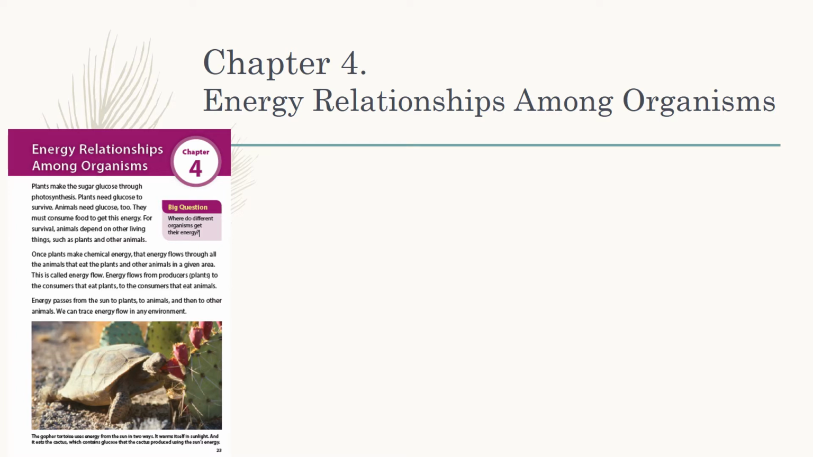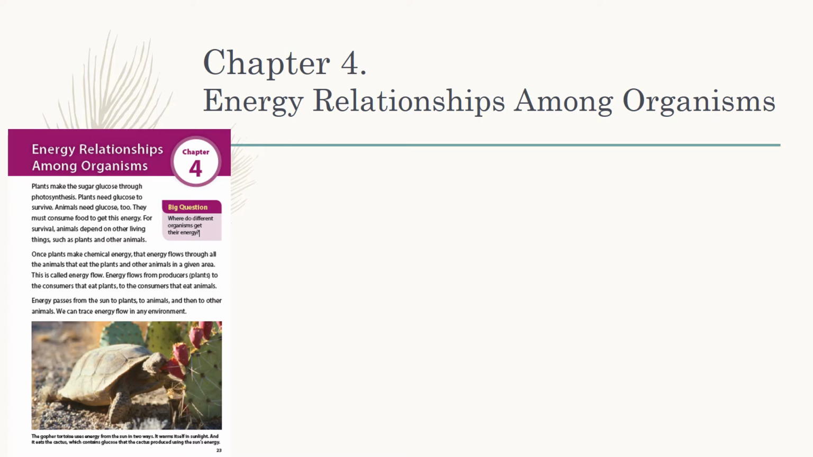Once plants make chemical energy, that energy flows through all the animals that eat the plants and other animals in a given area. This is called the energy flow. Energy flows from producers, or plants, to the consumers that eat plants to the consumers that eat animals. Energy passes from the sun to plants, to animals, and then to other animals. We can trace energy flow in any environment.